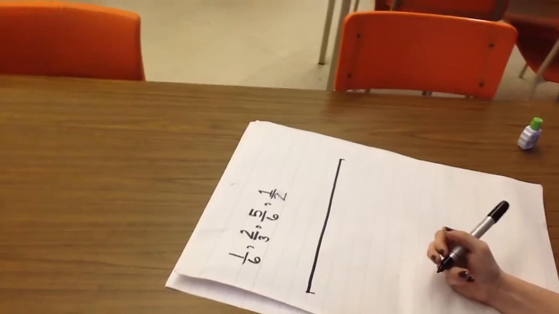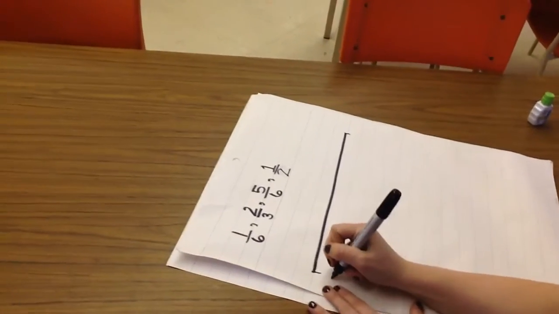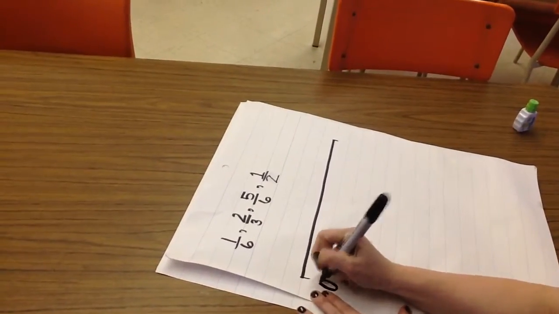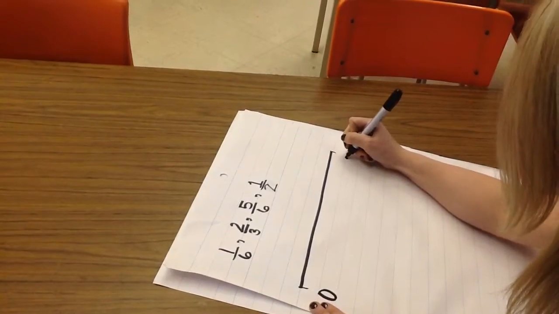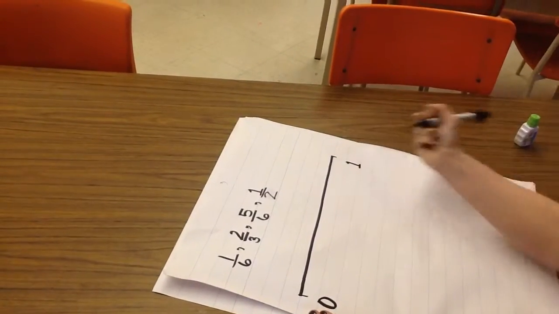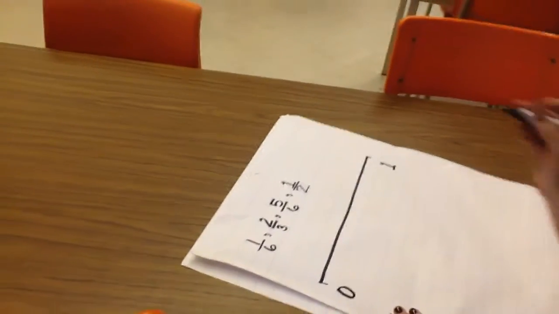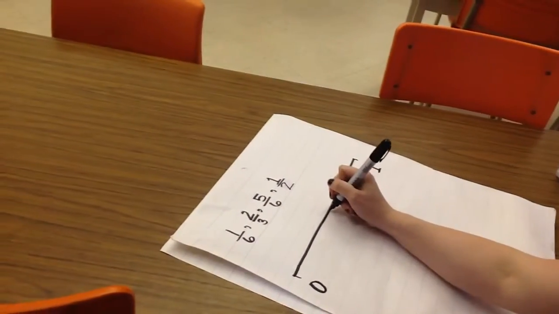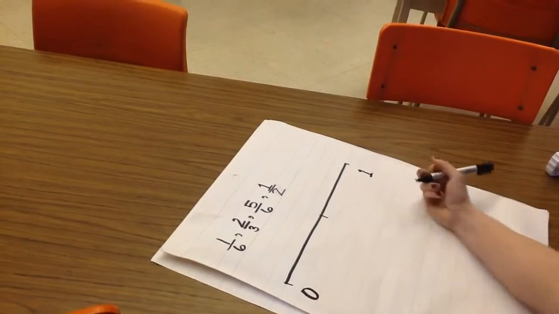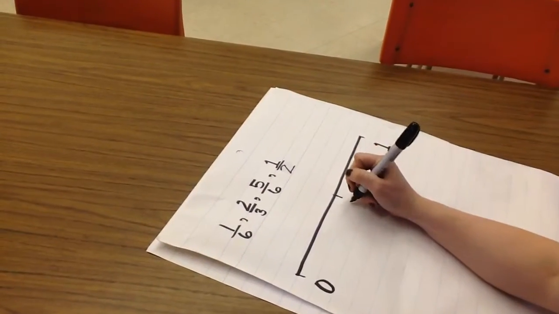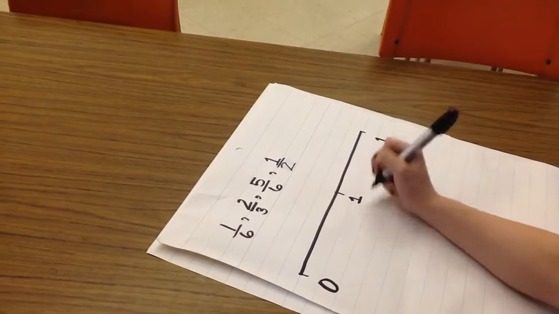And right away I'm going to place my benchmarks. So I know that I start with 0 and I end with 1 because all fractions are in between 0 and 1. Right away I know that I can place my half on my number line because that's another benchmark. So right in the middle I'm going to place 1/2.